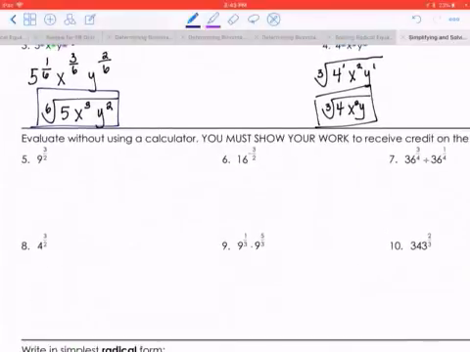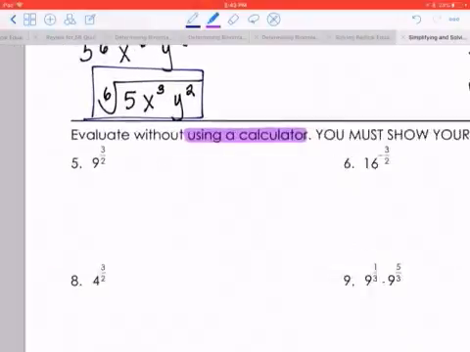Okay, so on this next section, we're going to have to evaluate these without using a calculator. Now you're going to have to justify, you must show your work. So you must justify how you're getting the answer. So if you're just writing down an answer for these and showing me no work, then I'm not going to give you any credit on the quiz. So please be careful on this one. You must show work to receive credit on the quiz. If not, it'll be completely wrong. So let's not make that mistake.